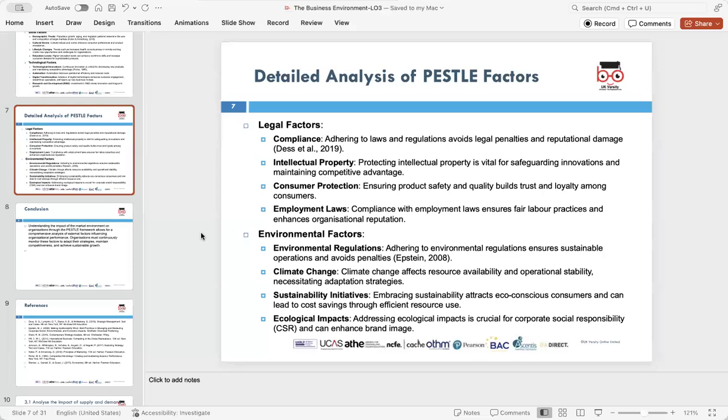Next is climate change. Climate change refers to long-term shifts in temperature and weather patterns. Climate change affects resource availability and operational stability, necessitating adaptation strategies. For example, companies dependent on water resources must develop strategies to cope with droughts or water shortages.